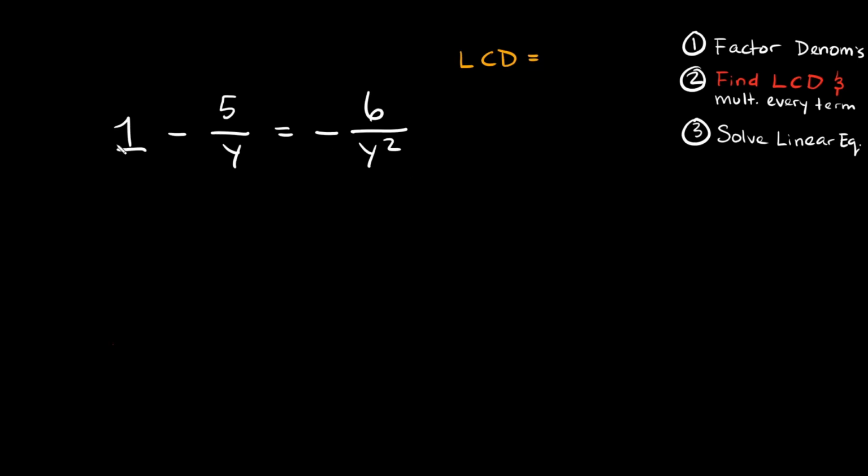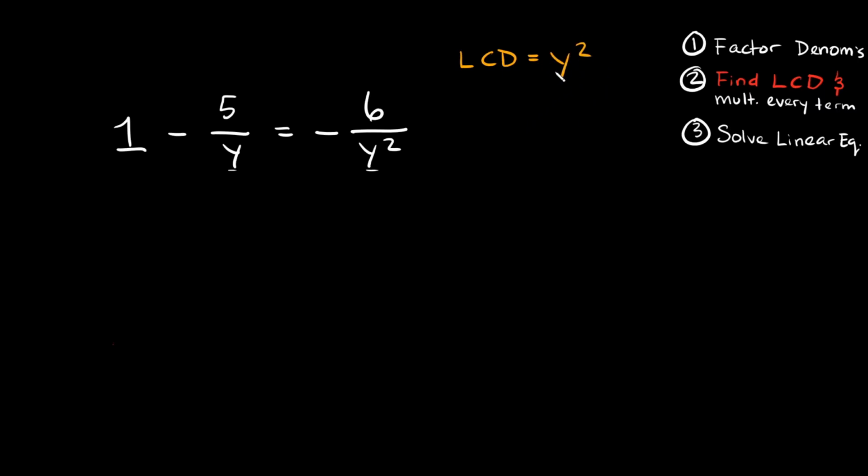Well, this one doesn't have a denominator, so don't worry about that one. Let's just look at these two fractions right here. Here we have a y and a y squared. Whenever you have the same variable, both y's, but with different exponents, just pick the one that has the bigger exponent. So that would be y squared. Then our LCD here would be y squared.